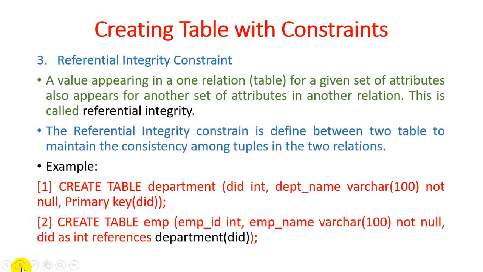We can refer to the department table from create table employee. In this employee table, we are working with EMP ID with data type integer, EMP name column with varchar 100 size, not null, and DID, which is a primary key in the department table, which is referred to in the employee table as a referential integrity constraint. It is mentioned as DID integer references, using the keyword references, Department, which is the table name, mentioned with the DID. So this is the actual thing we are discussing in the referential integrity constraint.